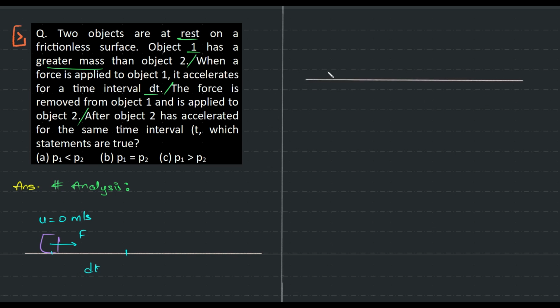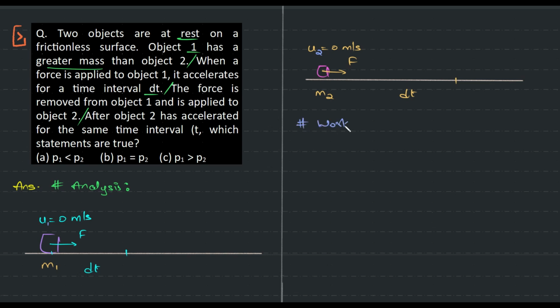So we have the second object, the same force, same initial velocity. And here we have, say, m1, and this is m2, and this is delta t. We can call this 1 and this 2. Yes, the force is the same and everything else is the same.